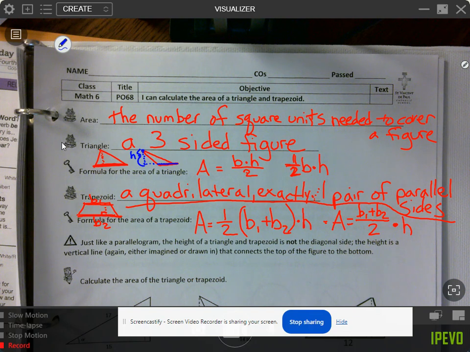Layla, can you put the marker away, please? Did you write this down? You did? You put this example down?